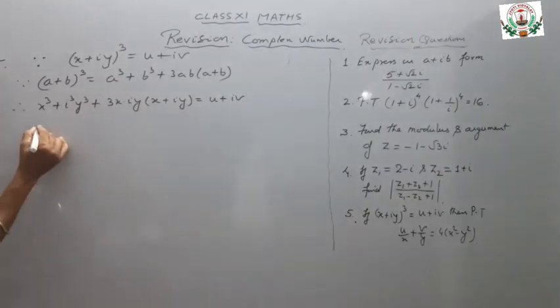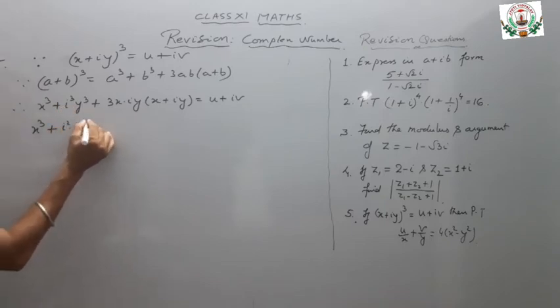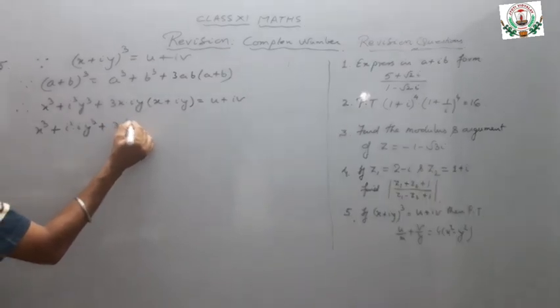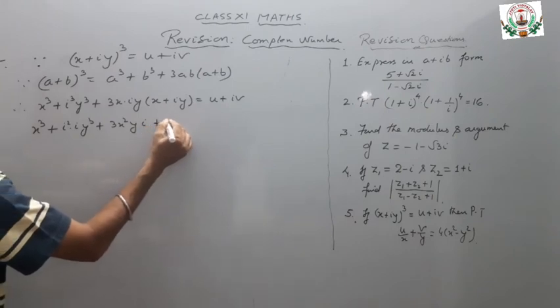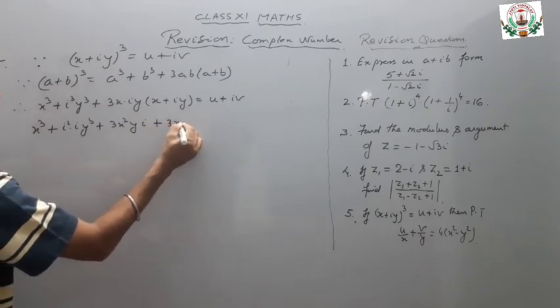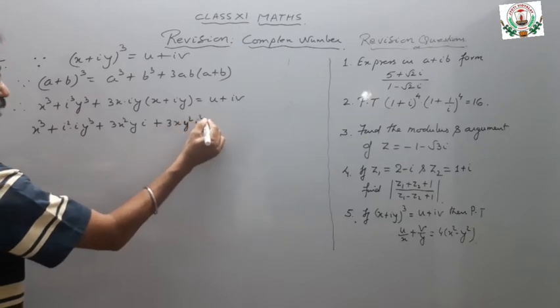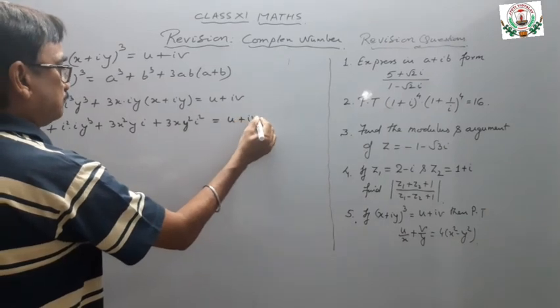Now x cube, and i cube can be written as i square into i, into y cube, plus 3 x square y i, plus 3 x i y square i square, equals u plus iv.